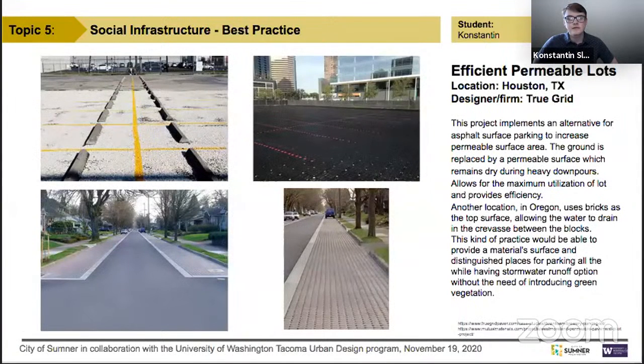So this is just one of the best practices. It's already been mentioned here about permeable surfaces. The top pictures are from Houston, Texas, where a parking lot was converted from asphalt to a permeable material. It's a soft type of surface, pretty much 6 inches of a repeated material that is laid down on top of other permeable materials, and it is compacted with gravels and smaller sediments.